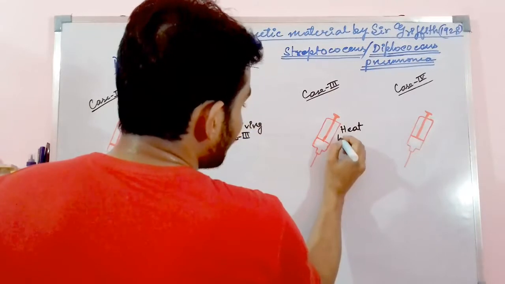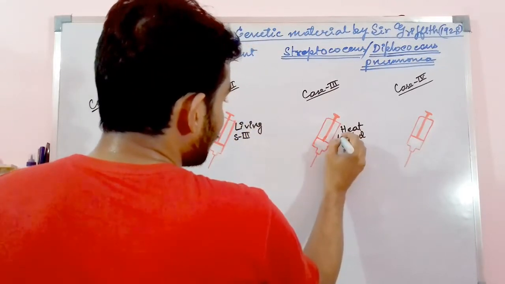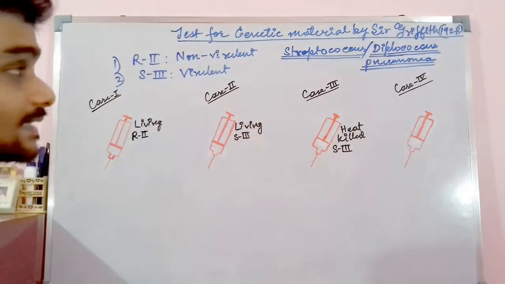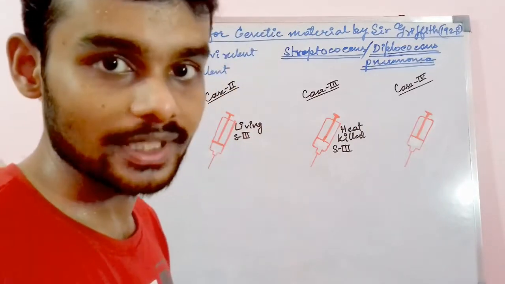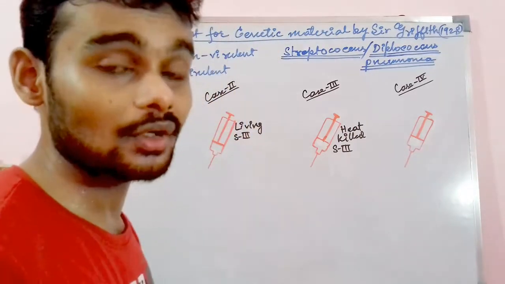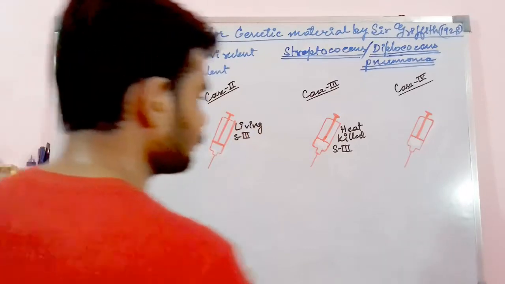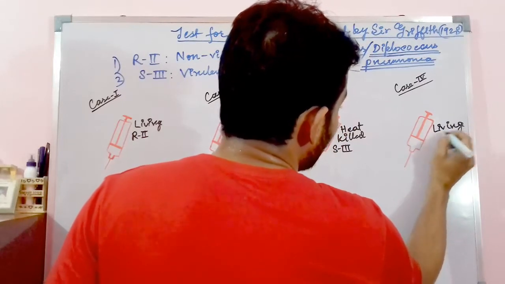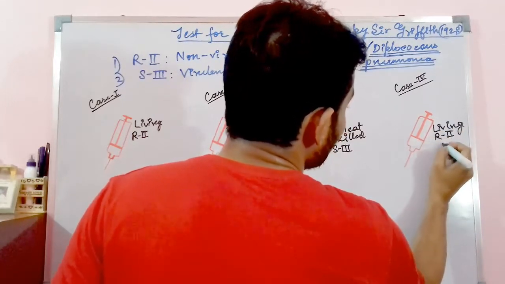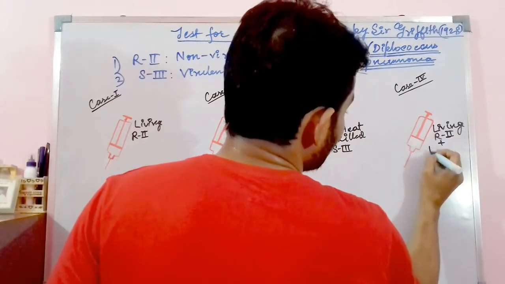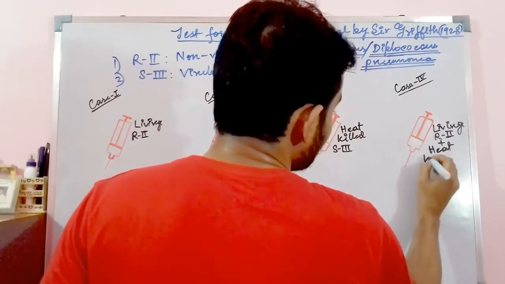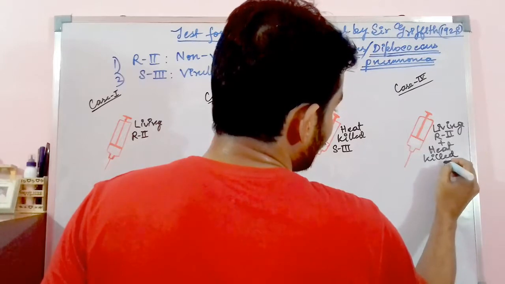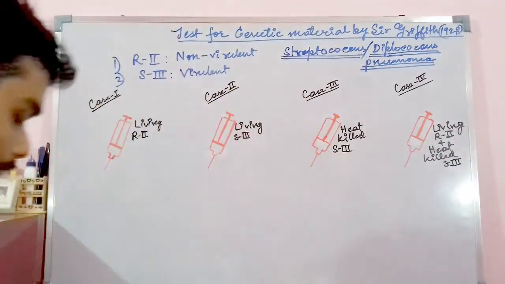he heat killed the S3 type bacteria he took, that is, he killed the S3 type pneumonia causing virulent strain with heat and reduced the virulence, or killed the bacteria or attenuated it. And in the fourth case, he took living R2 plus heat killed S3. Okay, this is what he did.